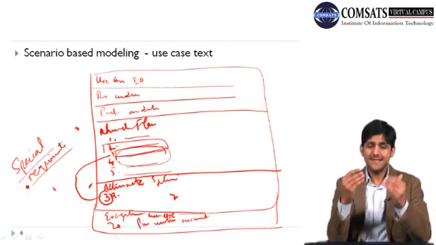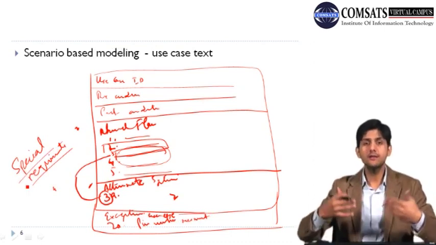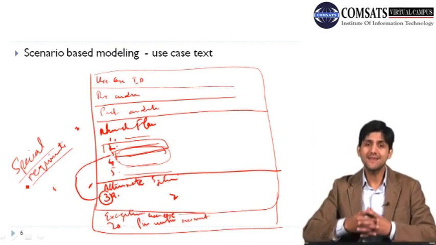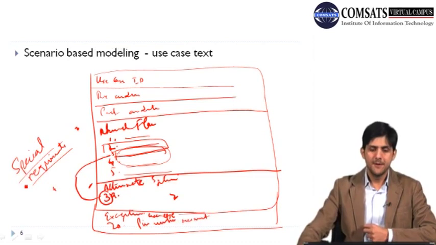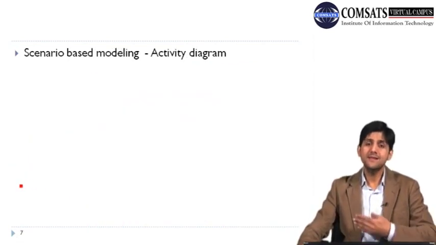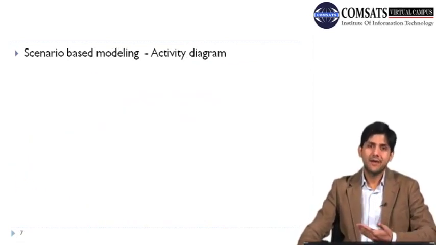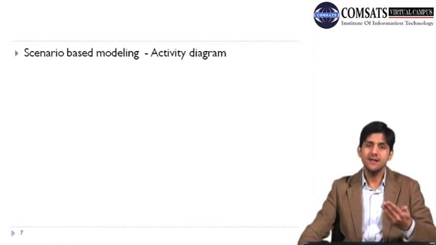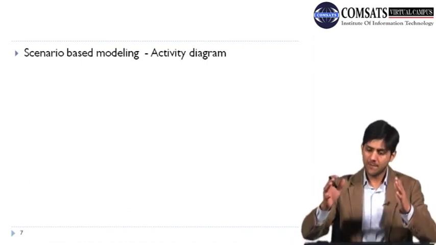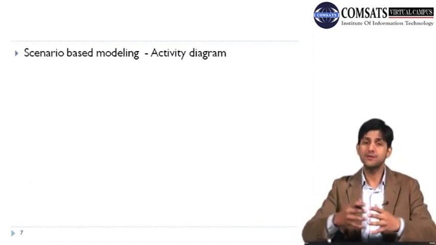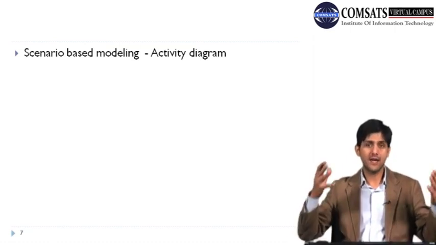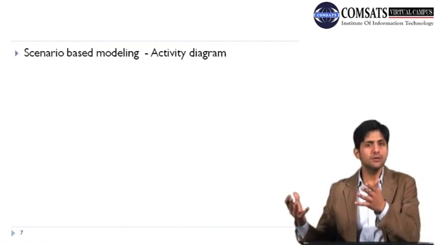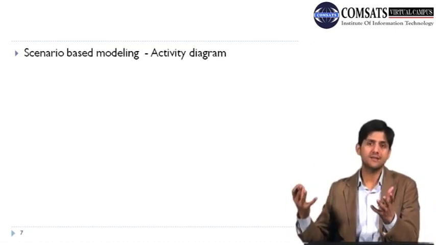So you can see that this use case modeling, or using use case text in scenario based modeling, is really helpful for analysis. And next up in the scenario based modeling, we talked about the activity diagram, and as we said, when we make a use case, we only think about the normal flow of events, and during the use case text we said no, there can be alternate flows and there can be exceptions.